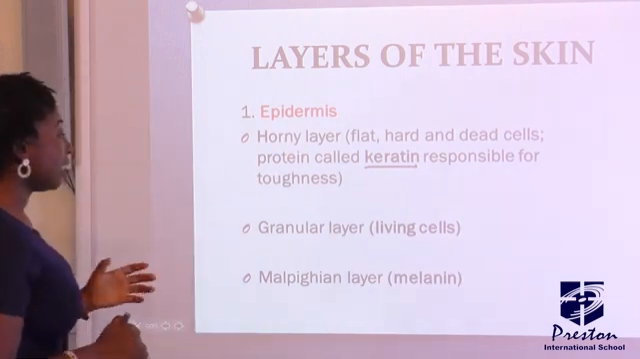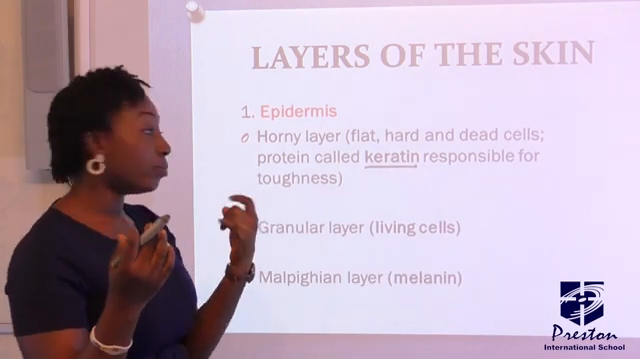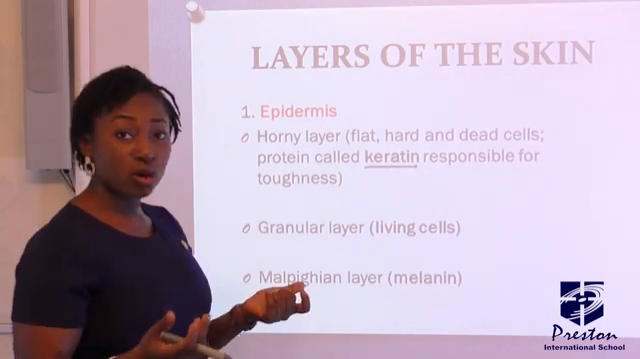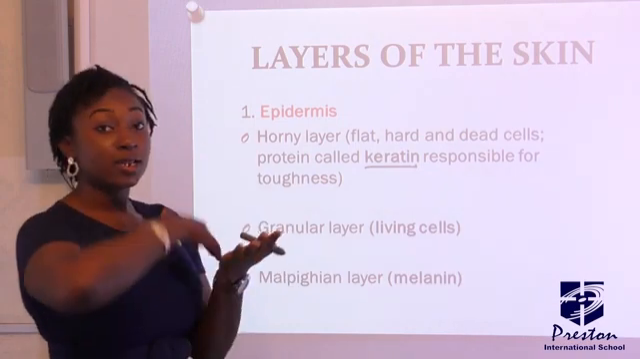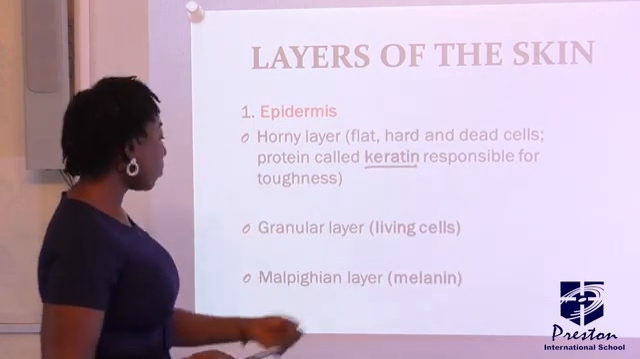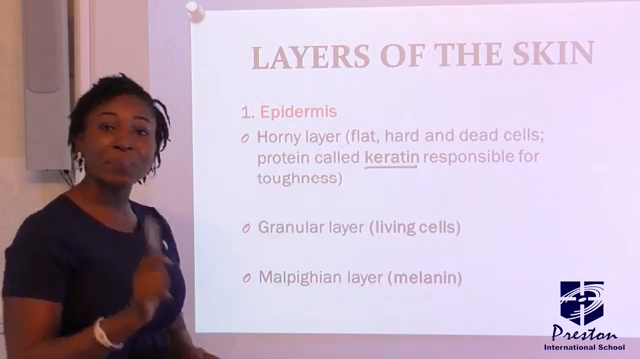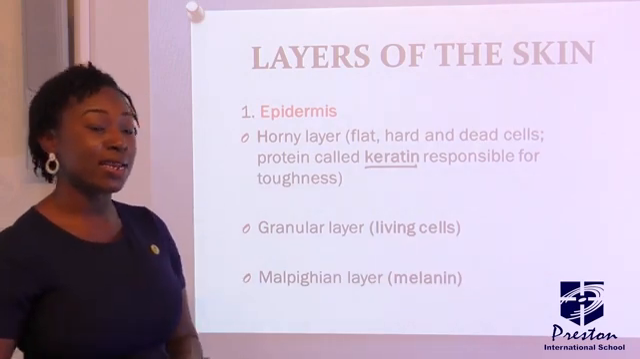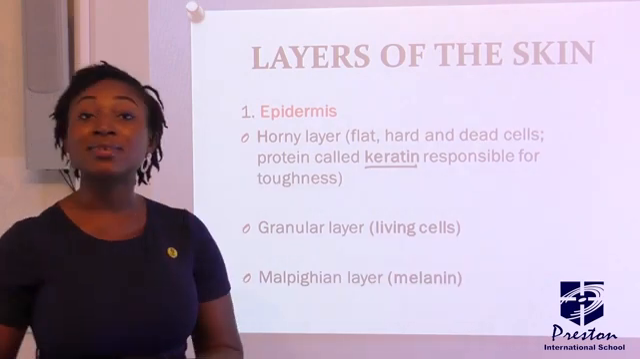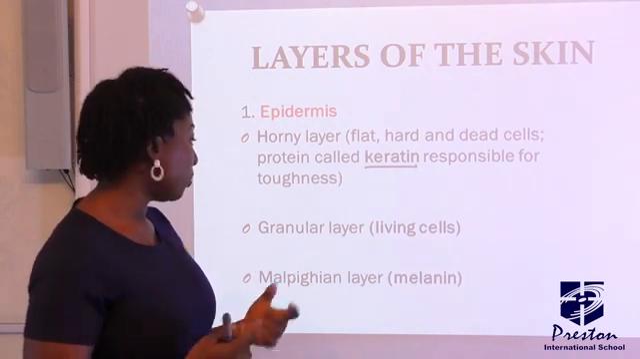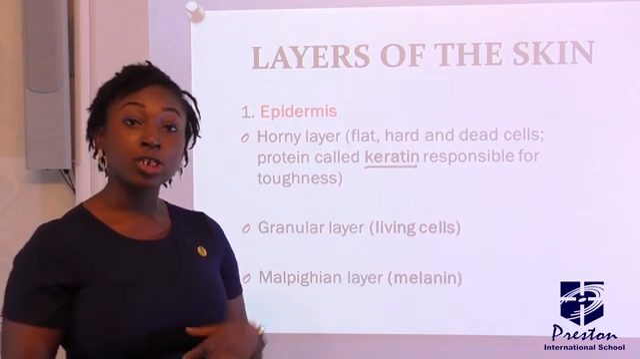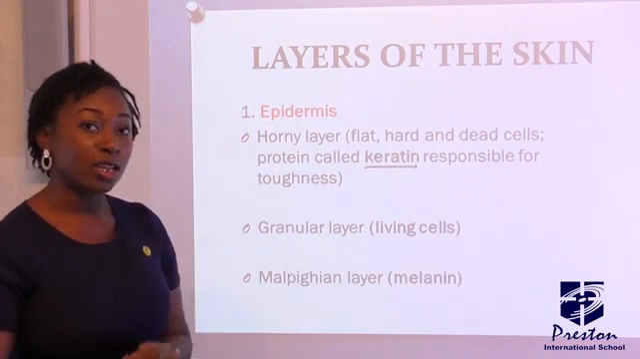Then we have the granular layer. This one is composed of living cells. With time, it grows out to the horny layer to peel off. Then we have the Malpighian layer. This one contains the skin pigment, that's the melanin. The melanin is a skin pigment that is responsible for the dark color of human beings. So the more melanin you have, the more dark you are in complexion.